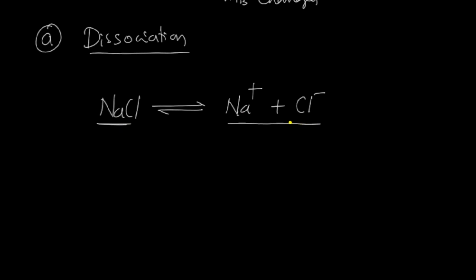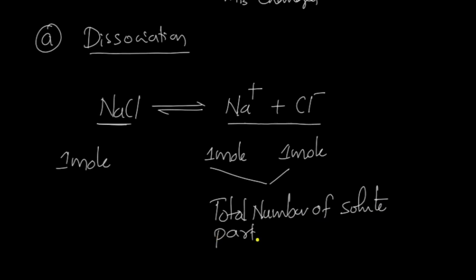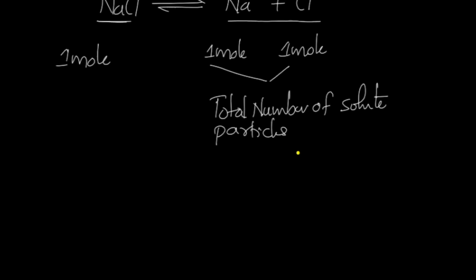Because of this, if I take 1 mole of NaCl, there will be 1 mole of Na plus and 1 mole of Cl minus. But the colligative property depends upon the number of solute particles. Here, 1 mole and 1 mole, the total number of solute particles is 1 plus 1 equals 2 moles. We get 2 moles here.